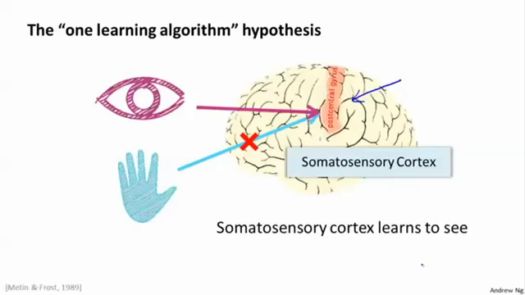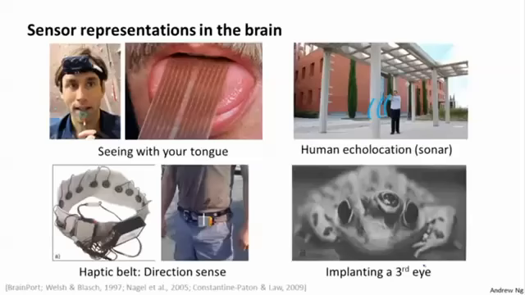To a surprisingly large extent, it seems as if we can plug in almost any sensor to almost any part of the brain, and sort of within reason, the brain will learn to deal with it. Here are a few more examples. On the upper left is an example of learning to see with your tongue.